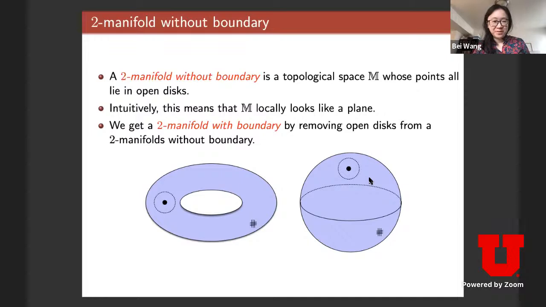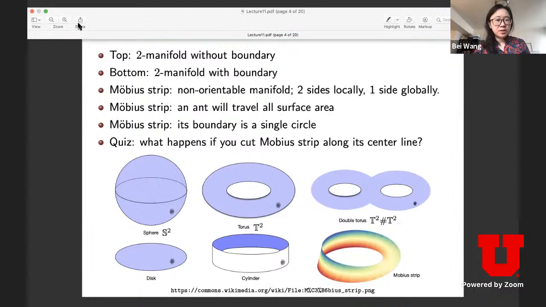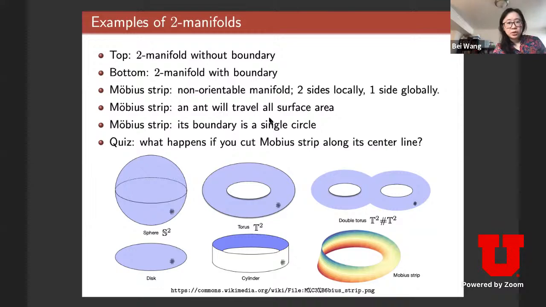Okay, so the next thing that's interesting about the whole manifold idea, especially two manifolds, is that you can actually create a manifold by doing some sort of gluing operation. First of all, what do I mean by that? The top row are all the classic two manifolds without boundary: a sphere, a torus, and a double torus. The bottom are examples of manifolds with boundary, for example a disk, which is also a rice bowl, a cylinder, and a Mobius strip.